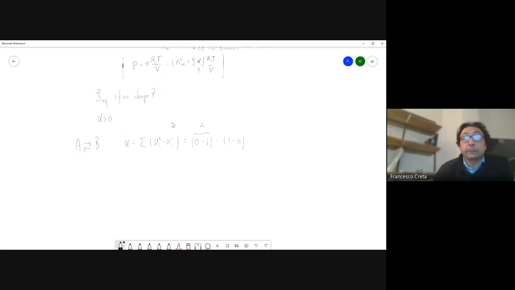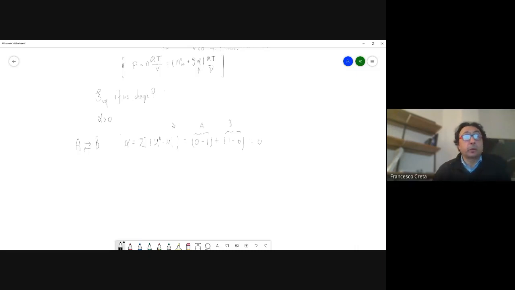And this is clearly a plus. Okay, I'm summing on all. So it's very easy to see that this is just 0. The alpha is 0. So it means that this particular reaction here will essentially occur at a constant number of moles.